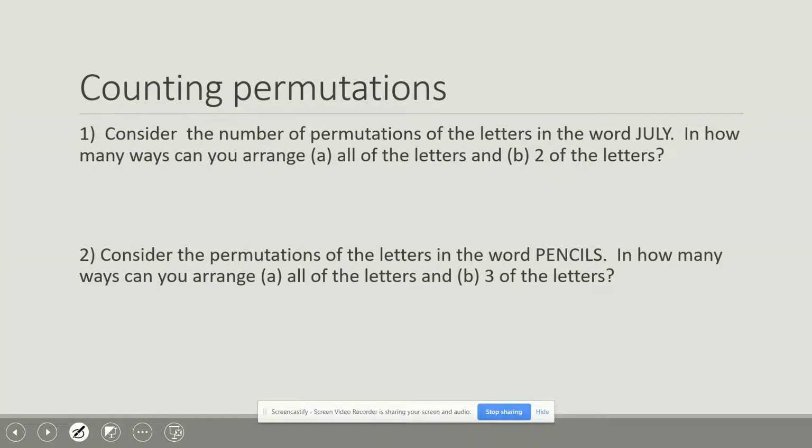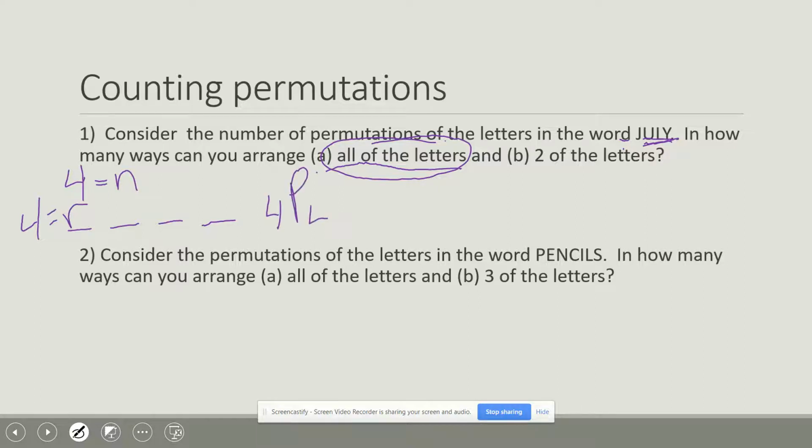So our first set of examples, we're talking about the word July. How many ways can we arrange all of the letters? So there are 4 letters in July. That's our n. We have 4 letters that we're moving around total. And then there are 1, 2, 3, 4 spots because we're putting all of the letters in some kind of order. So that means 4 is r as well.